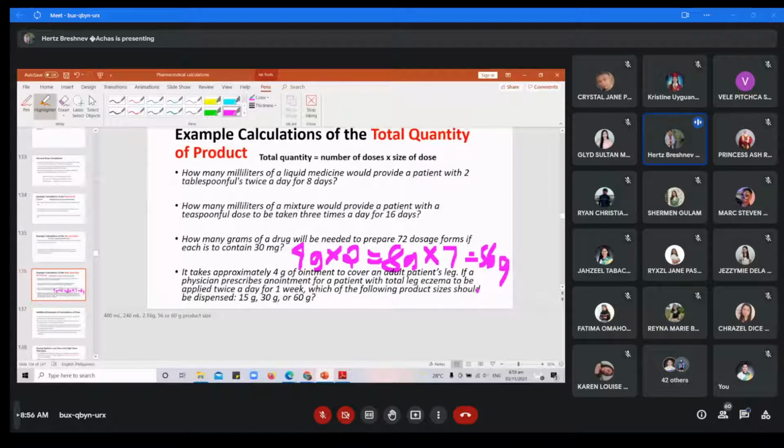Now let us see which option sold is enough for 56 grams. Let us check. 15 grams, not possible, not enough. 30 grams, not possible, not enough. 60 grams, is it enough? Yes. So the answer would be 60 grams.